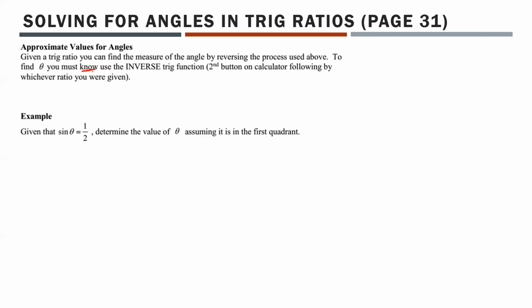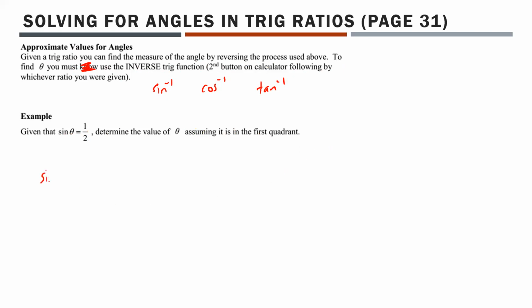use the inverse trig function, which is second button on the calculator followed by whichever ratio you're given. Basically, just use inverse sine or inverse cos or inverse tan to undo the trig ratio and find whatever the angle was equal to, right? So for an example, given that sine theta equals 1/2, determine the value of theta, assuming it's in the first quadrant. You can use inverse trig on this.